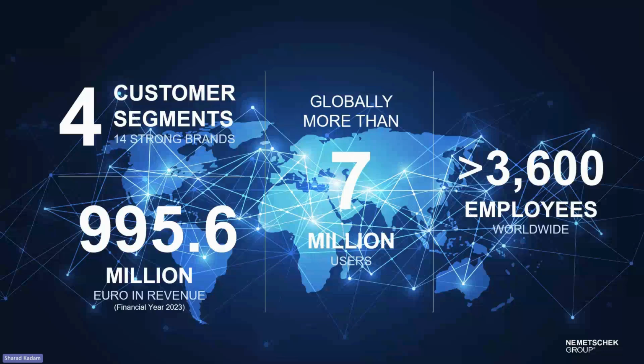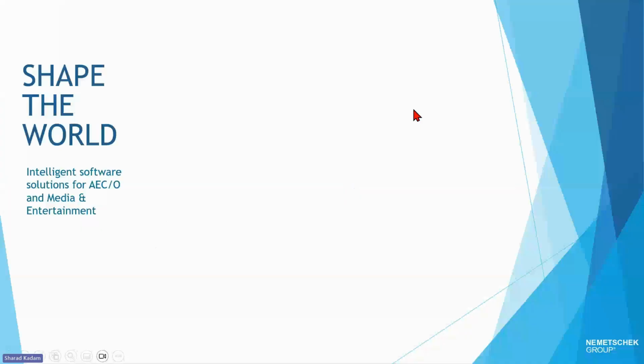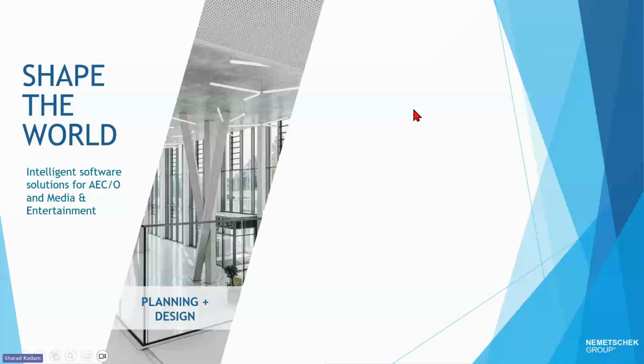So the Nemetschek Group deals with four customer segments, and we have a total revenue of more than 996 million globally. We have more than 7 million users and more than 3,600 employees worldwide. Today we'll be mainly talking about the AEC segment, or architecture, engineering, and construction segment.